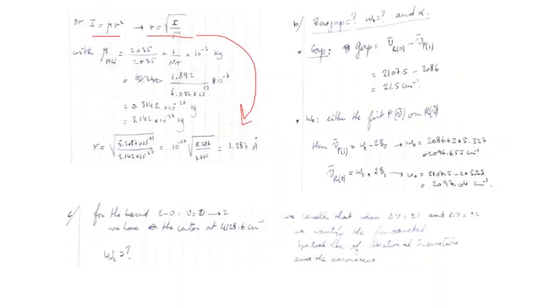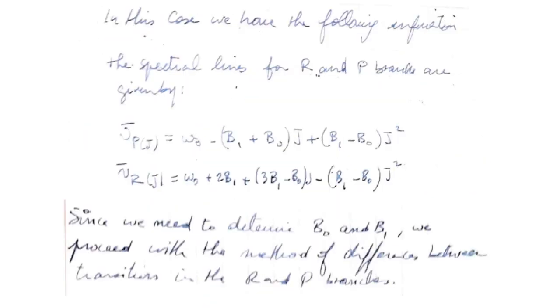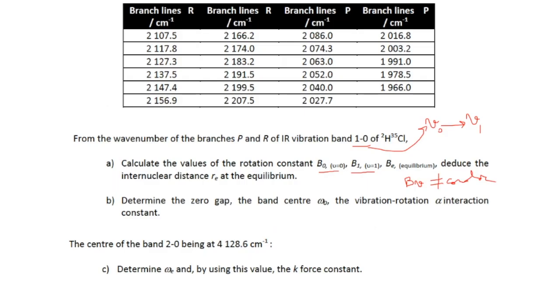For question B, let's go back to the question slide. In B, it asks us to determine the zero gap, the band center, and the vibration-rotation alpha interaction constant. I mean, this we actually did before. So it's a misplacement of the question, but that's not a problem.